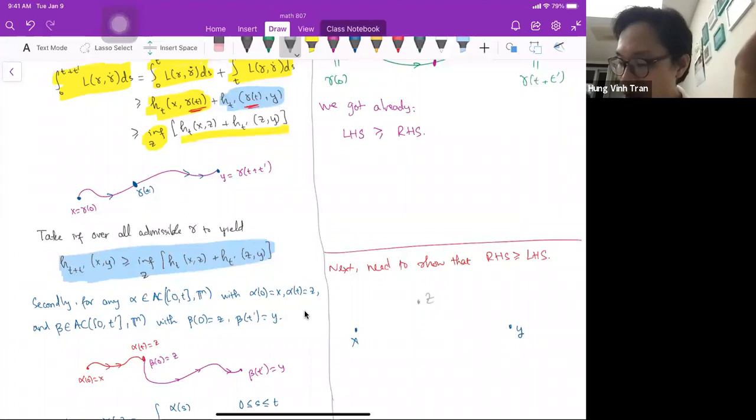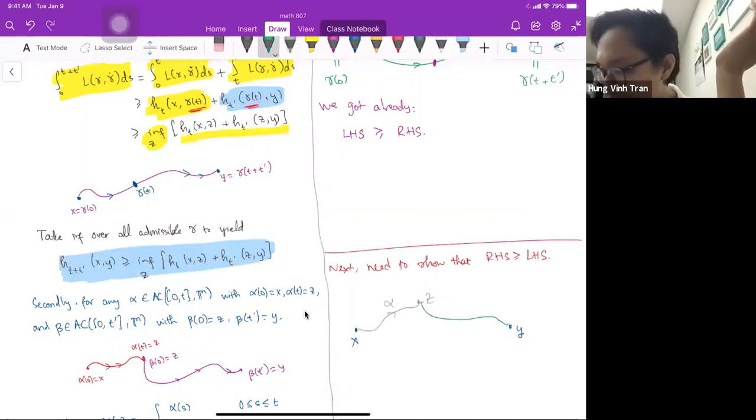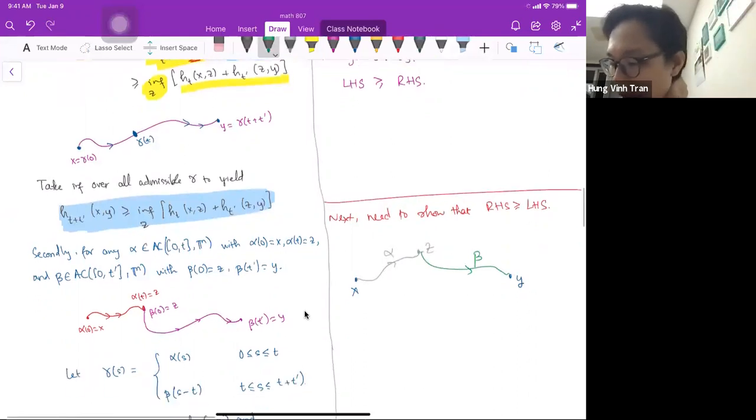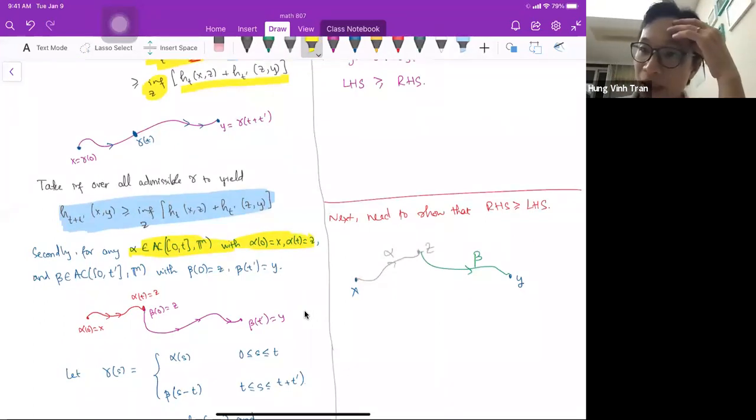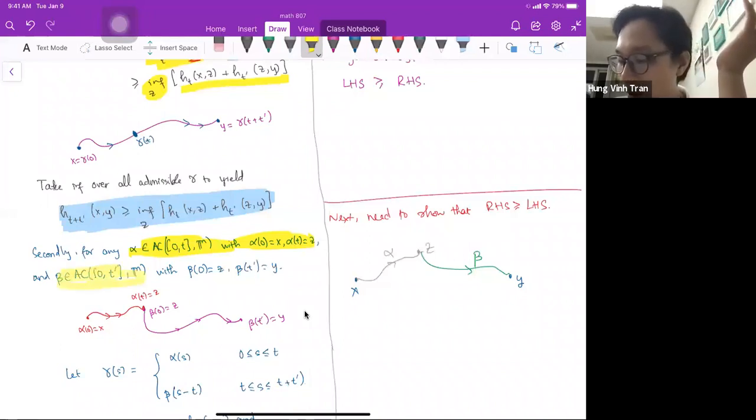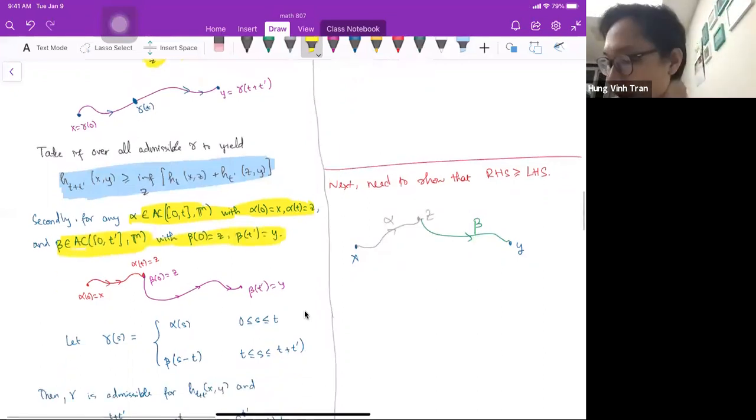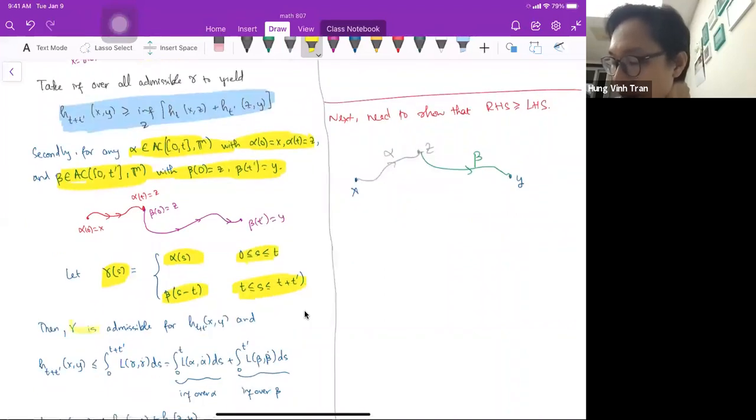And you say, I'm going to choose a curve alpha connecting x to z, and a curve beta, a different color is better, connecting z to y. That's exactly what I'm writing here on the left panel. We are selecting alpha connecting x to z after a time t, and beta connecting z to y after an amount of time t prime, and then you try to combine the two curves to create a new one. It's just a natural idea. Again, the point is that our curve need not be smooth. It can be piecewise C1, or absolutely continuous, it doesn't matter. So you just define gamma naturally to be the combination of the two curves, and then you see that gamma is admissible.